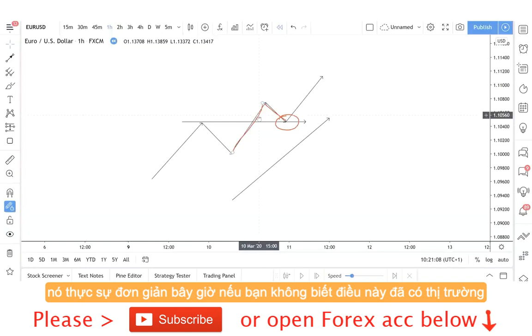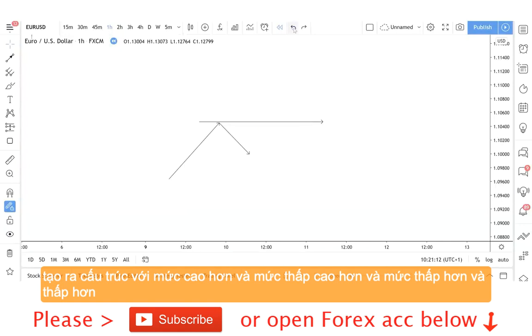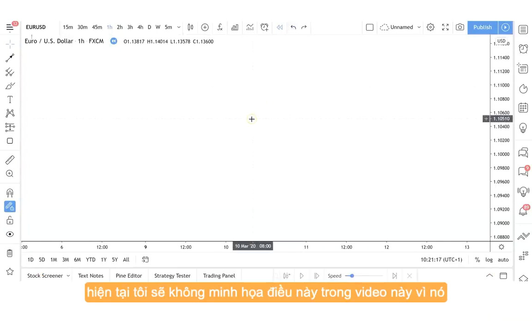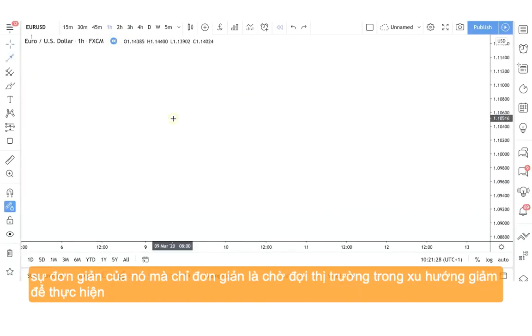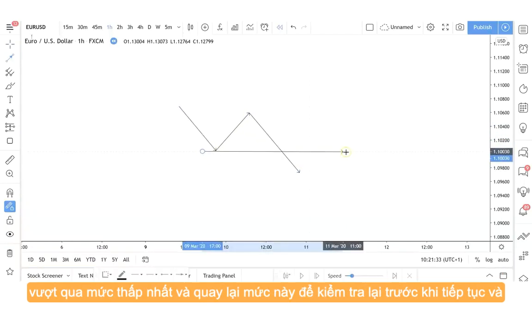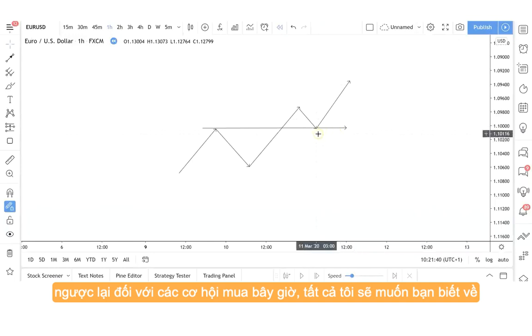It's really simple. Now, if you don't know this already, the market creates structure with higher highs and higher lows, and lower highs. I'm not going to illustrate this in this video because it's something that most of you will already know. But if you don't know the terminology behind this trading strategy, then just understand the simplicity of it, which is simply waiting for the market in a downtrend to take out its lows and come back to this level for a retest before continuation, and vice versa for buying opportunities.